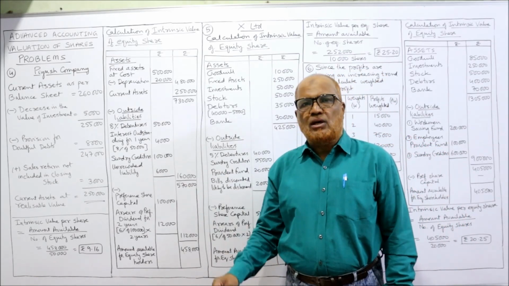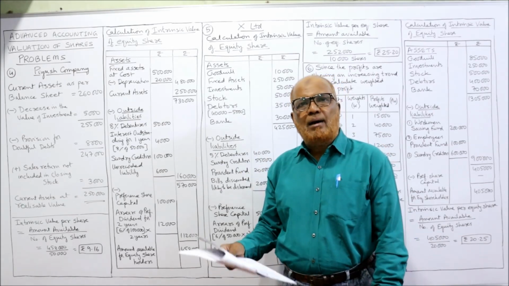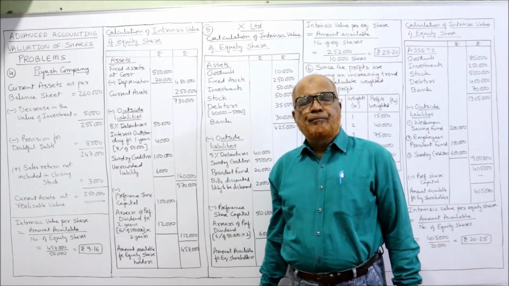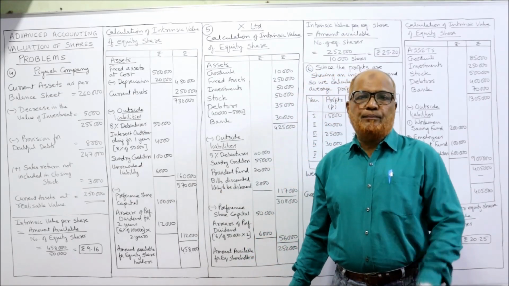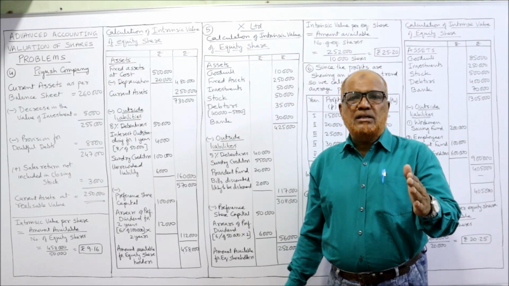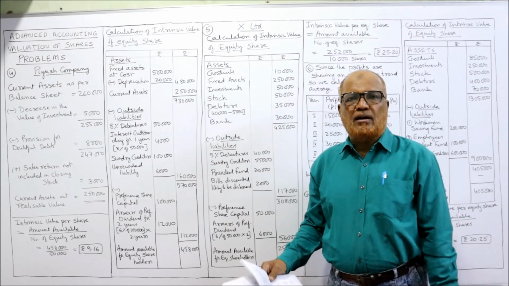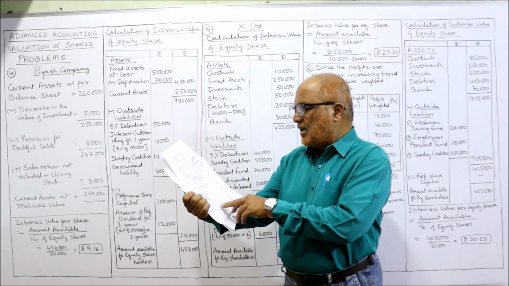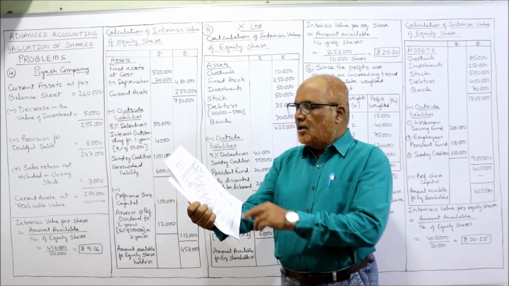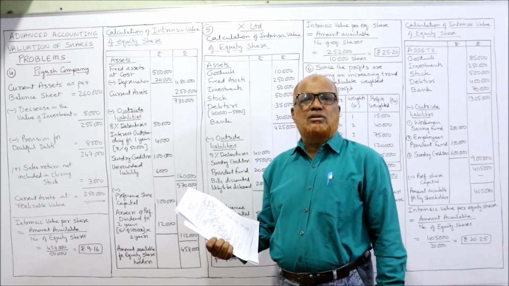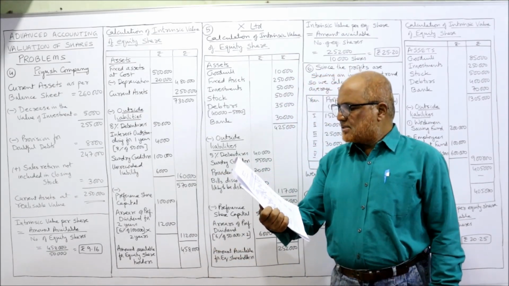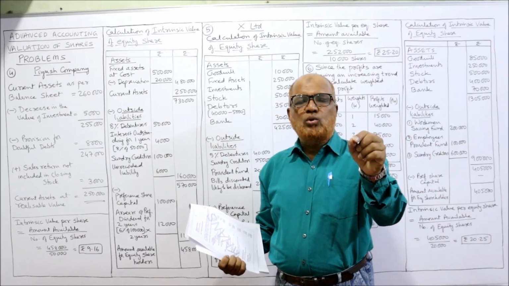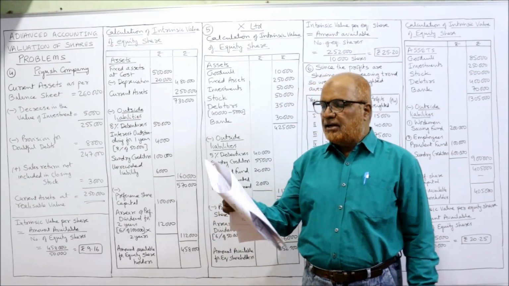Unrecorded liability of 6,000, that also we take under outside liability. Then debenture interest is owing for 1 year. Outstanding, this is a liability. Interest on debentures is outstanding for 1 year. So we calculate the rate of interest on debentures. It is given as 8% debentures. So 8% of 50,000 is 4,000. 4,000 is the interest outstanding that will be taken as a liability.